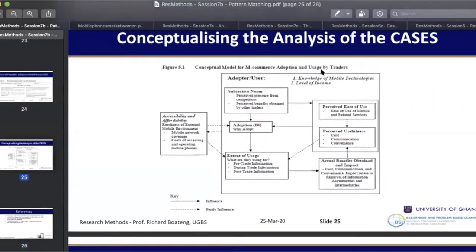Okay. So this is evidence for pattern matching and for cross-case analysis. Because case analysis can serve any of the other techniques. You can also have within case analysis where you study the case itself and look for patterns within just the case. Okay. Now let me take your questions on pattern matching before I move on to thematic analysis.